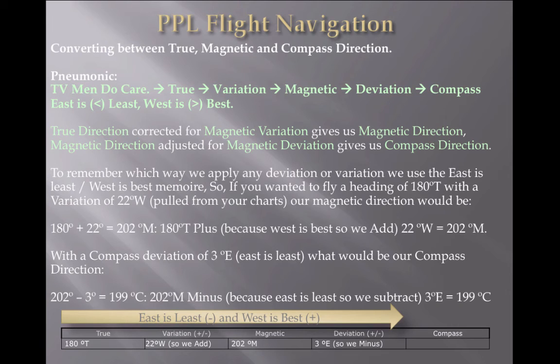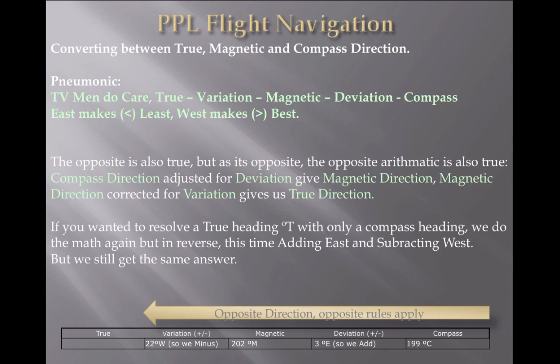Now, I hear you ask, what happens if you've got a compass and you need to get to true or magnetic? We can do the opposite. Same mnemonic, TV men do care translates to true, variation, magnetic, deviation, and compass. Wherever you get the opportunity to, draw the little box at the bottom of the screen. It'll help you remember what we're doing and which direction we're going in.